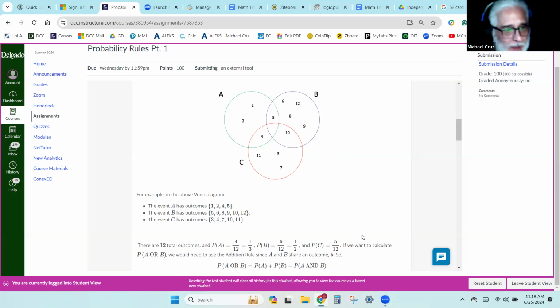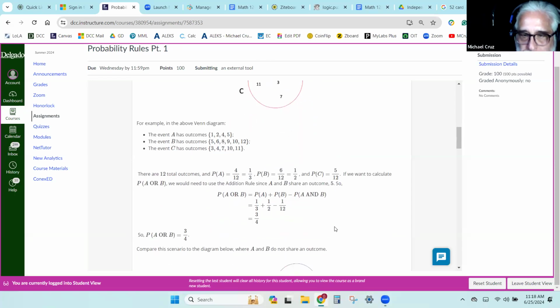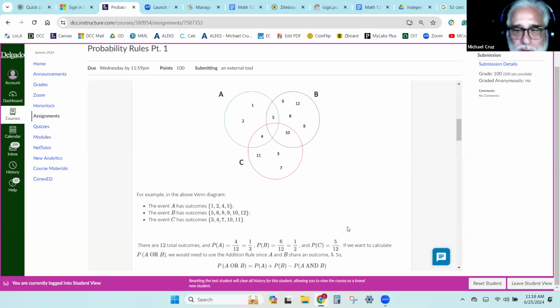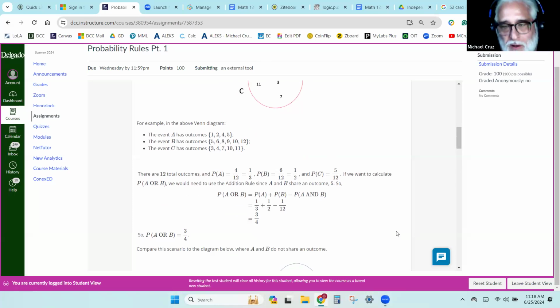So this is the basic probability we were looking at. We're just looking at it with a Venn diagram. So probability of B, 1, 2, 3, 4, 5, 6 over the total of 12, or 1/2. And the probability of C, 1, 2, 3, 4, 5 over 12. And then once we've got those, we can use that formula.